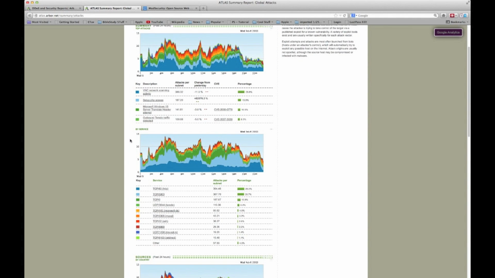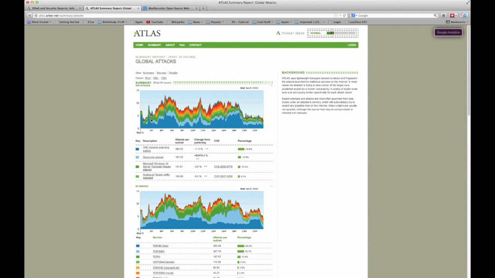In other words, this is traffic that's being reported back to Arbor Networks from their own devices across the world. So there could be something major going on and their devices don't see it. Well, it won't show up here. Hope that makes sense. So we can see some VNC network scanning attacks right now are the biggest thing.